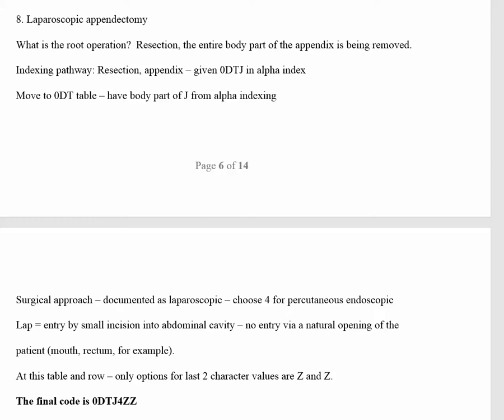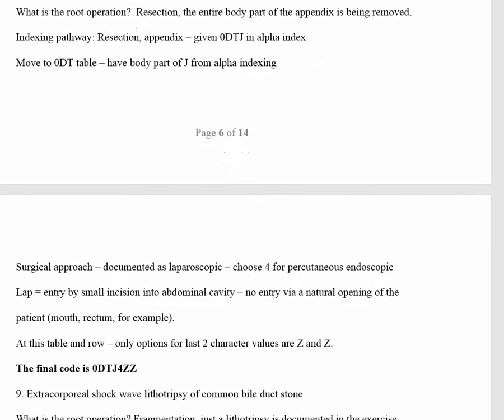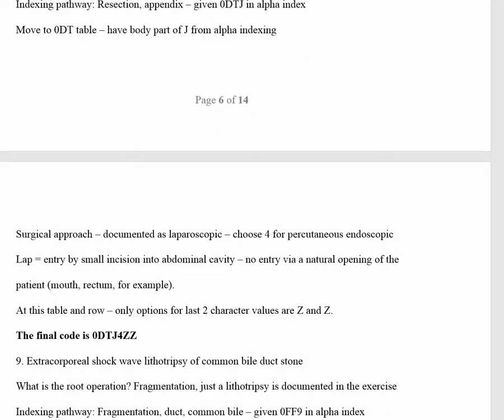We're given 0DTJ in the alpha. You move to the 0DT table. You already have your body part value from the alpha, which was J. Then you have to choose your surgical approach. It states laparoscopic. Again, this is going through the side of the patient, through the abdominal wall, so it's not going through the mouth. So you're going to choose 4 for percutaneous endoscopic.